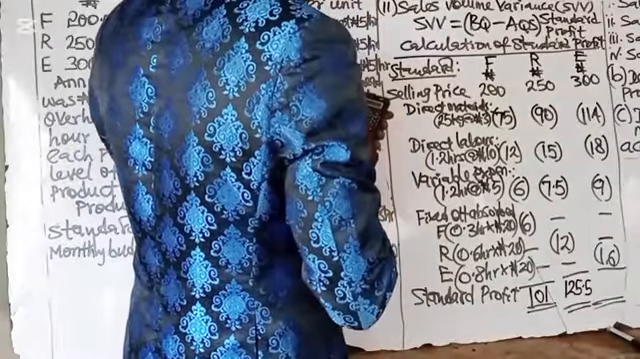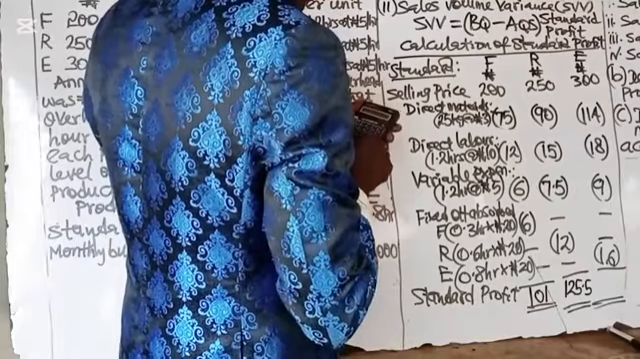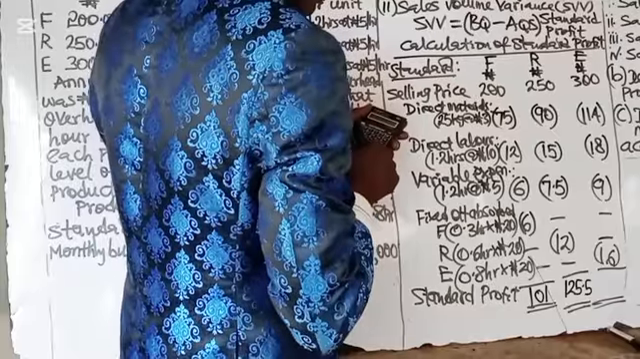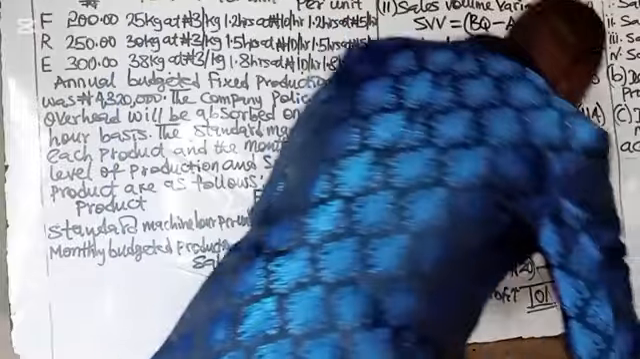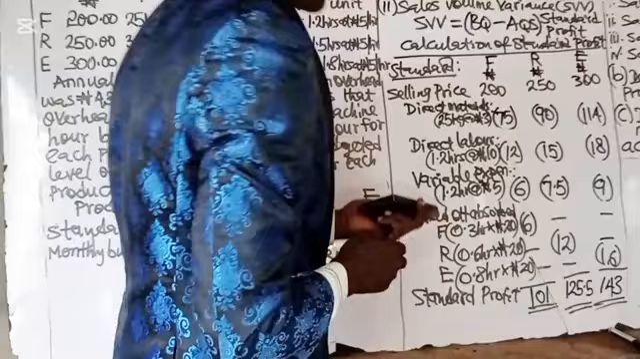For E, 300 minus 114 minus 18 minus 9 minus 16. So we have 143. That is the standard profit, 143.